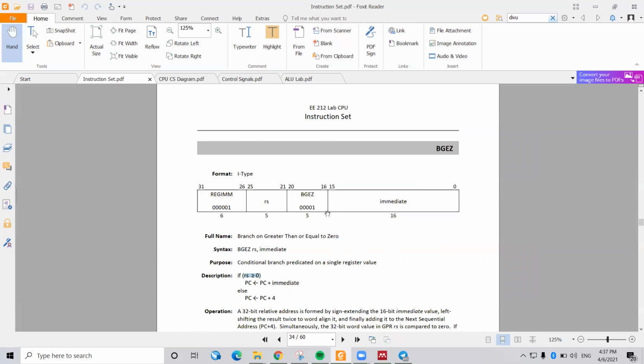So any questions about that? You need to basically use the subtraction operation to take care of comparing within the ALU module. Okay.